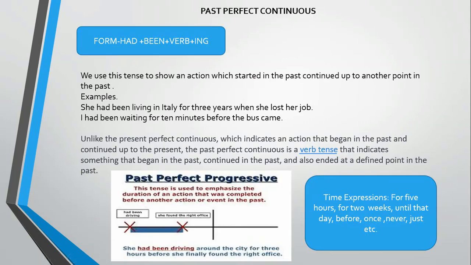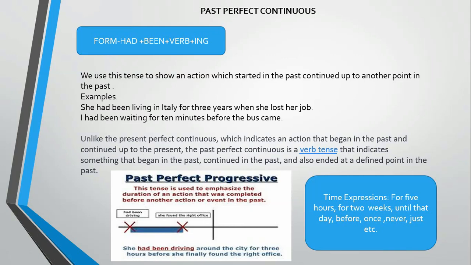So here in this slide, we are going to learn about past perfect continuous tense. You can see the form over here. The form that is given here is had plus been plus V4 form. Okay, so we are going to use this form in order to create sentences for past perfect continuous tense, right? Since it is continuous, that's the reason we are going to use V4 form of the verb over here. So where we are going to use this tense, you can see over there, this tense is used to emphasize the duration of an action that was completed before another action or event in the past.